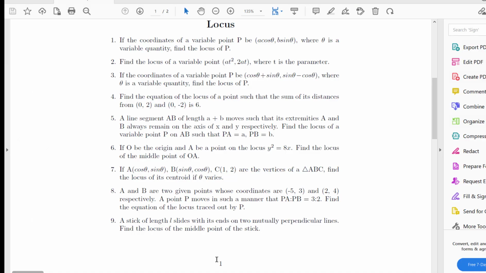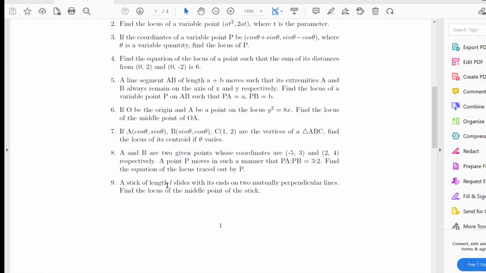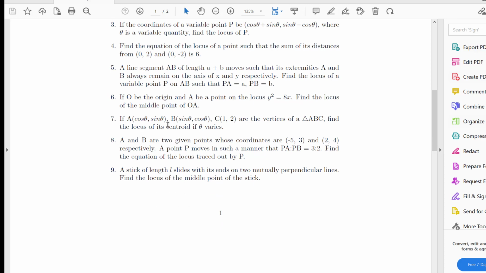Let's move to next question. Question number 7. If A is (cos theta, sin theta), B is (sin theta, cos theta), C is (1, 2), 3 points are given. Obviously theta is a variable that will vary. So these are not fixed points. A and B are varying. They are the vertices of triangle ABC. Find the locus of its centroid if theta varies.